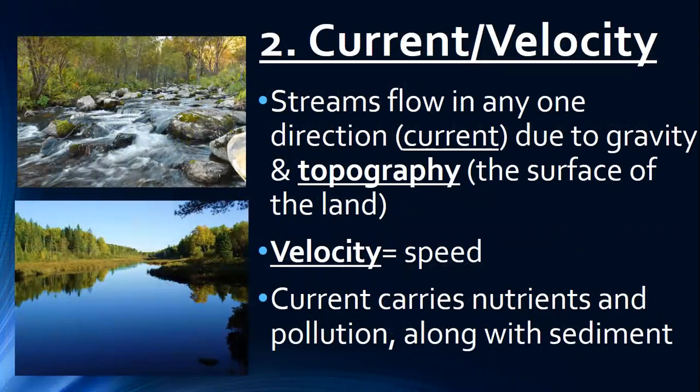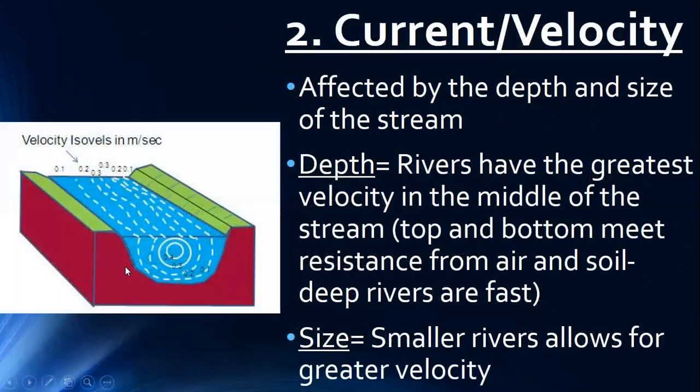Current and velocity. That's pretty easy. Current is the direction it moves. It moves by gravity. How steep that change is over a given area tells you how fast it's going to move. This would have a much faster drop in elevation, and this would have a much slower drop in elevation. Thus, faster moving by gravity and slower. Current and velocity.